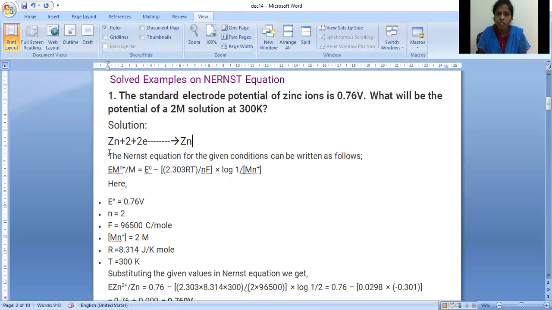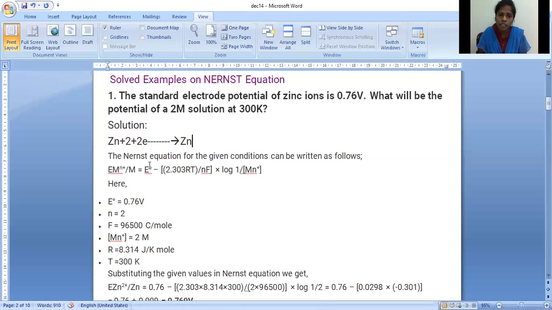So see, E Zn plus 2 by Zn is equal to E naught minus 2.303 RT by NF log of the product, that is Zn concentration, divided by Mn plus concentration. What is Mn plus here? Zn plus 2 is Mn plus. But why is the Zn concentration 1? Because zinc is a solid. Solid concentration is always equal to 1. Yes. So 1 divided by Zn plus 2.